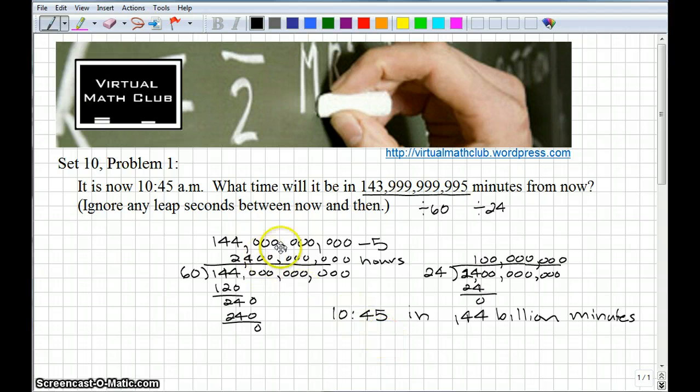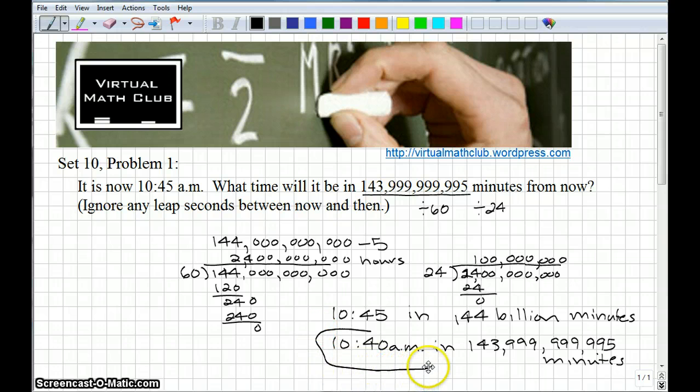Right? But we said that the number that we're actually working with is 5 minutes less than 144 billion. So it will actually be 10:40 a.m. in 143,999,999,995 minutes. Okay? So you see how we did that? So we rounded this up. We noticed that this was 5 minutes less than the nice round number that we could work with more easily. And then worked with that, and then we just remembered at the end that the thing we had been working with was 5 minutes less, so we had to subtract 5. Okay, so here's our answer, 10:40 a.m.